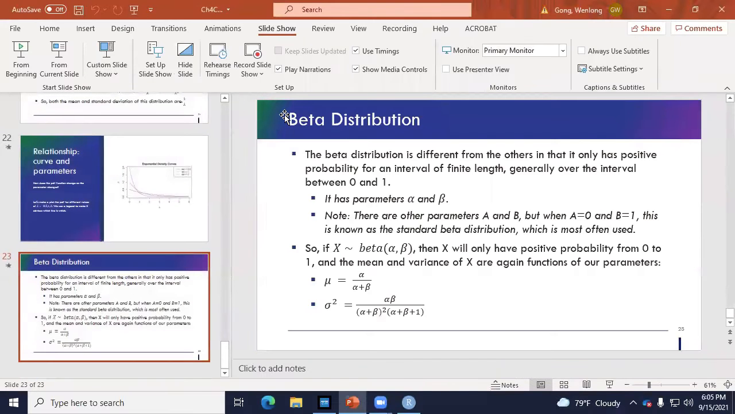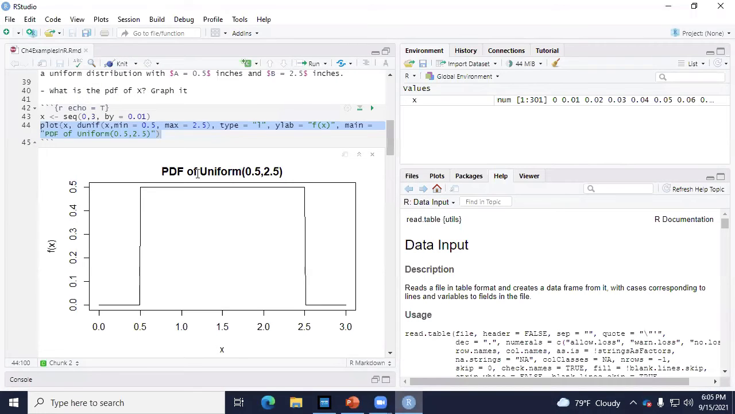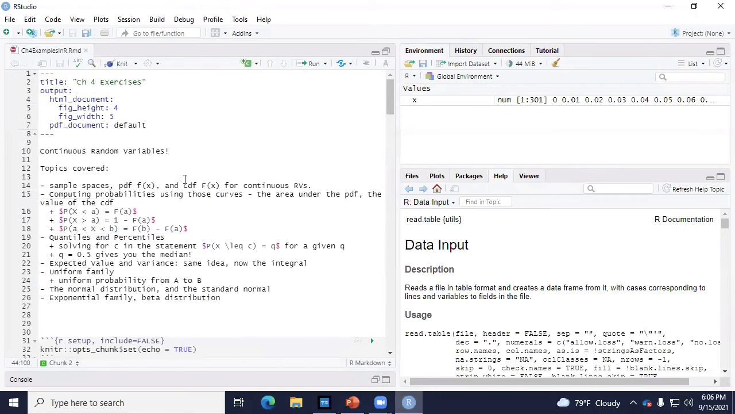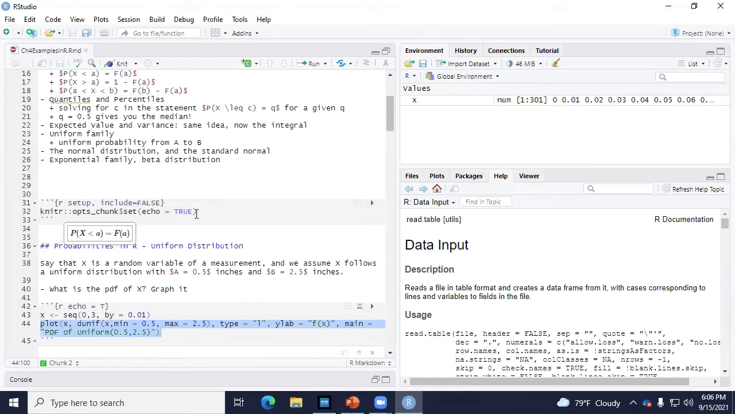This is all for the slides, and we will go to R and look at what we can do with R. Some of this will be very similar to your homework questions. But in the homework questions, you will have different scenarios where you need to figure out what you are trying to calculate.